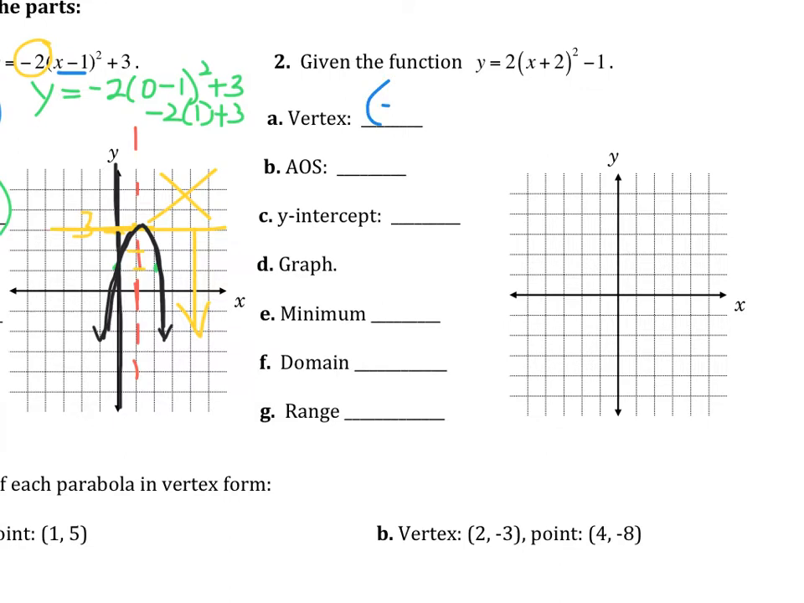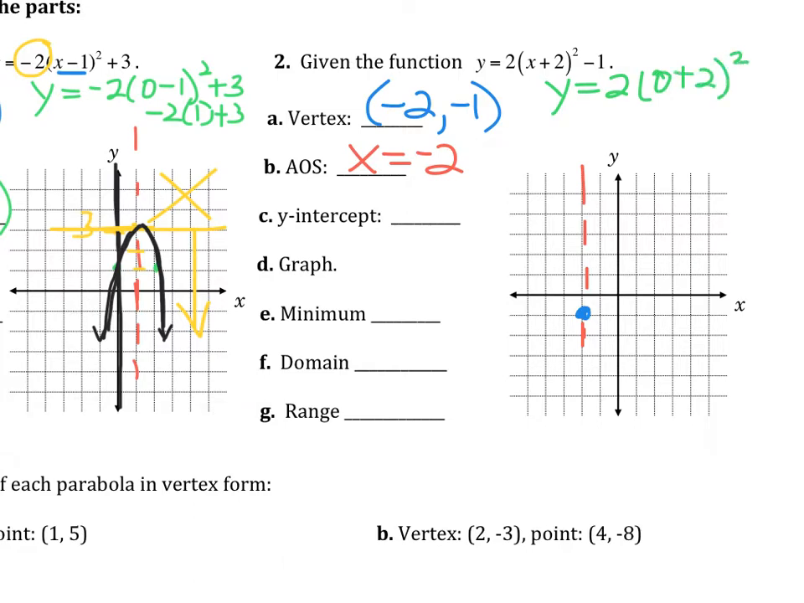Vertex is at -2, -1. So we'll go over here to -2, -1. There's our vertex right there. Our axis of symmetry is going to be this vertical line that goes through that point that we just plotted. So that would be at x equals -2. The y-intercept is to plug 0 in for x and to work it out and get your y value.